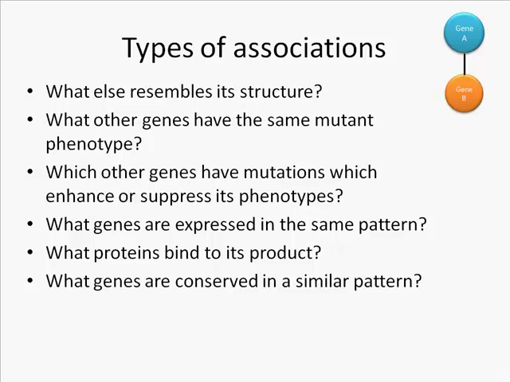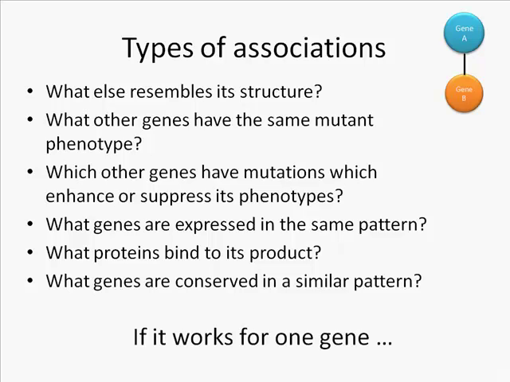There are obviously a lot of different kinds of associations that you can imagine, which are based on the kinds of things that people start with when they're trying to determine the function of a gene. So what else resembles its structure, its primary or secondary, tertiary structure? What other genes have the same mutant phenotype? What other genes have mutations which enhance or suppress that phenotype? What genes are expressed in the same pattern? What proteins bind to its product? I said that already. And what genes have similar patterns of conservation? So these are all types of associations or guilt that you'll see in the literature. There are probably others that I've forgotten about.